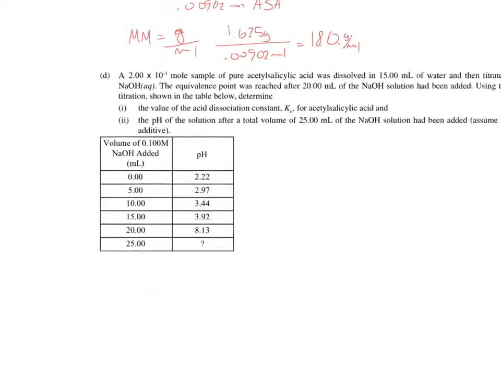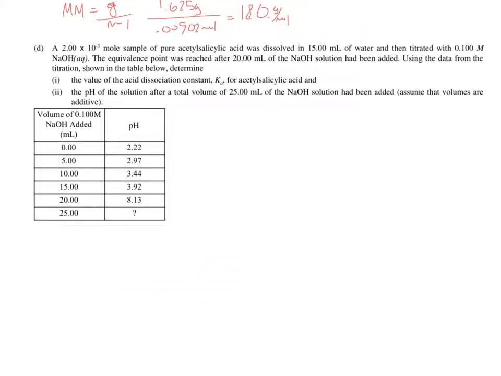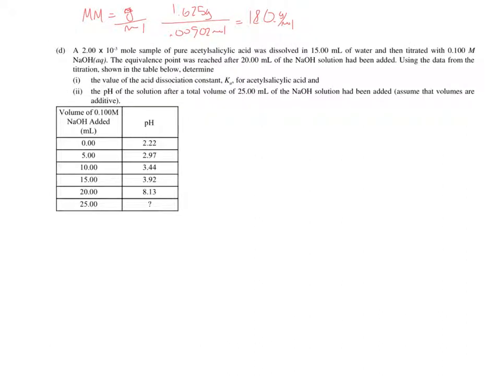Finally, part D. Zoom out so we can see the full problem. Now I really like this first question, part D1, because it makes you really use stuff that we've worked with, but in a new way. So pay close attention. The first thing we want to know is, what's the concentration of the acetylsalicylic acid initially? This is the number of moles dissolved in 15 milliliters of water.